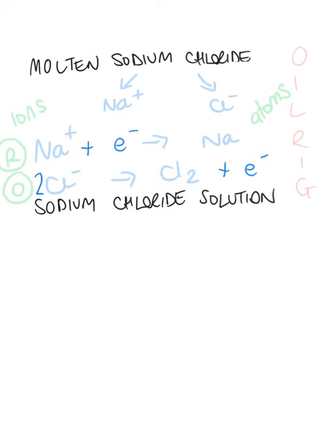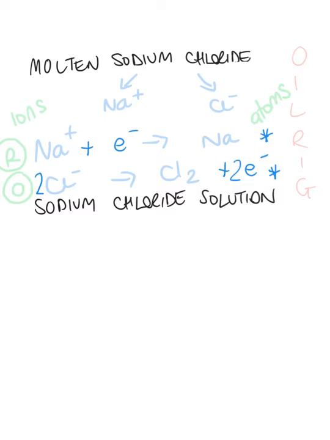Now, because there are 2 ions, each with a negative charge, they must lose 2 electrons in total. That is your 2 half equations for the molten sodium chloride. Okay, we've got the R for reduction, the O for the oxidation. Remember, this is showing the loss of electrons, oxidation. This is showing the gain of electrons, reduction.